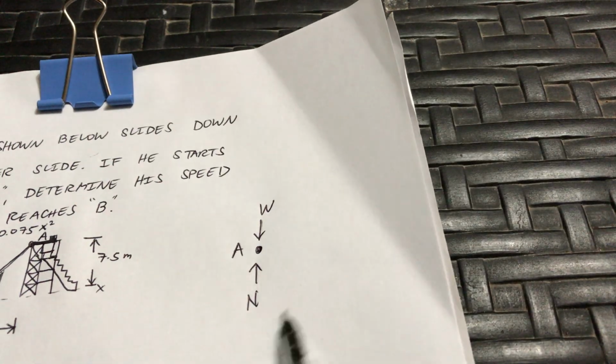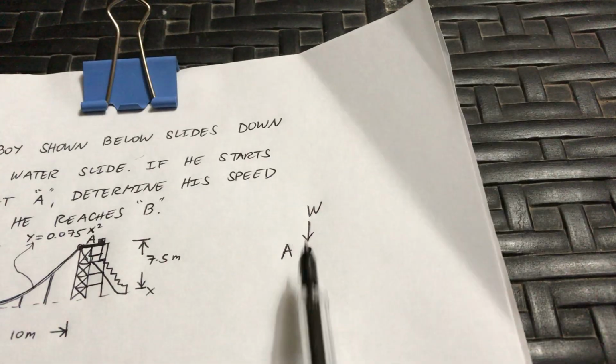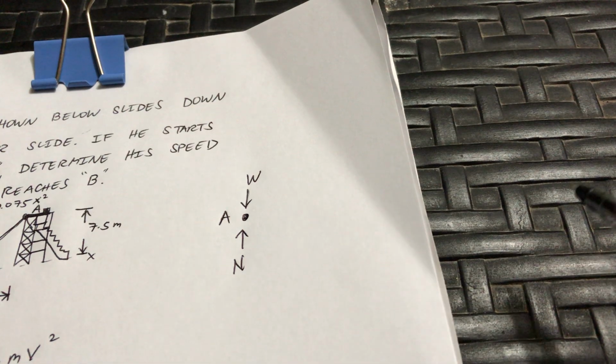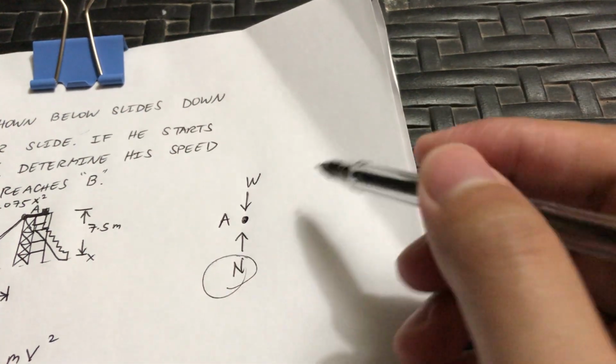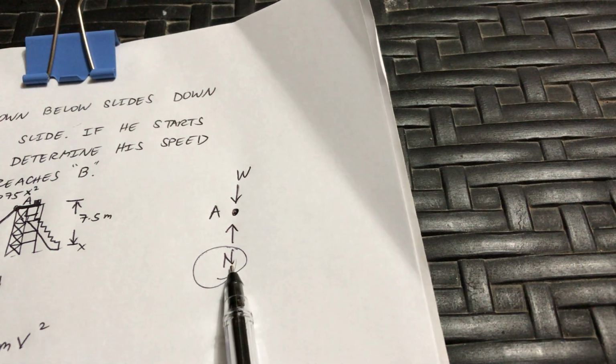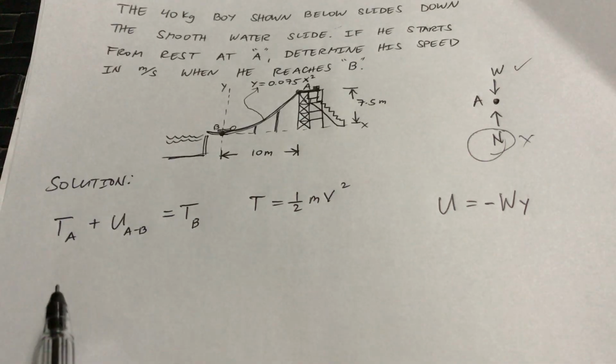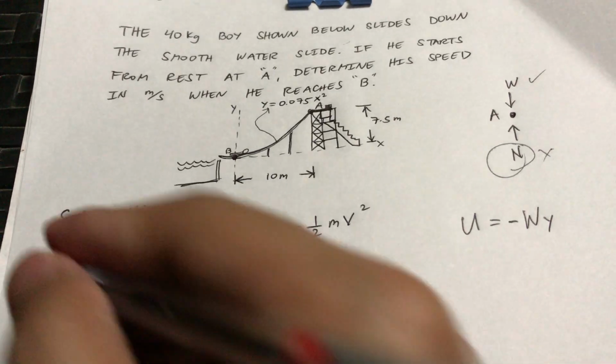So if these are the only forces acting on the boy at point A, then these are the only forces that will bring the boy from point A to point B. So these are the only possible forces that can create work. Now we know that the normal force will not create work because it is always perpendicular to the traveled distance. So normal force will not create work. So only the weight. And we know that the work of the weight is equal to the negative weight times the height.